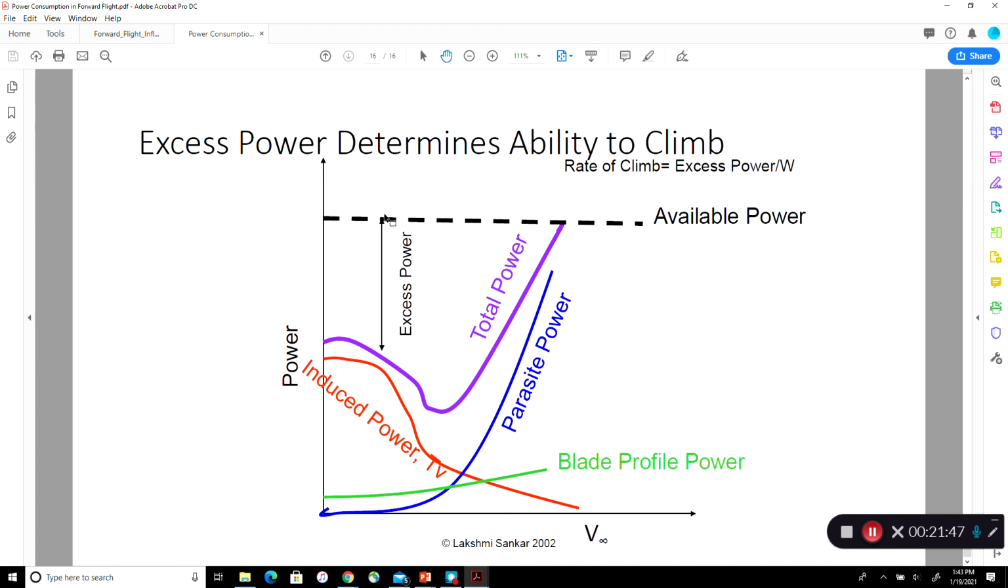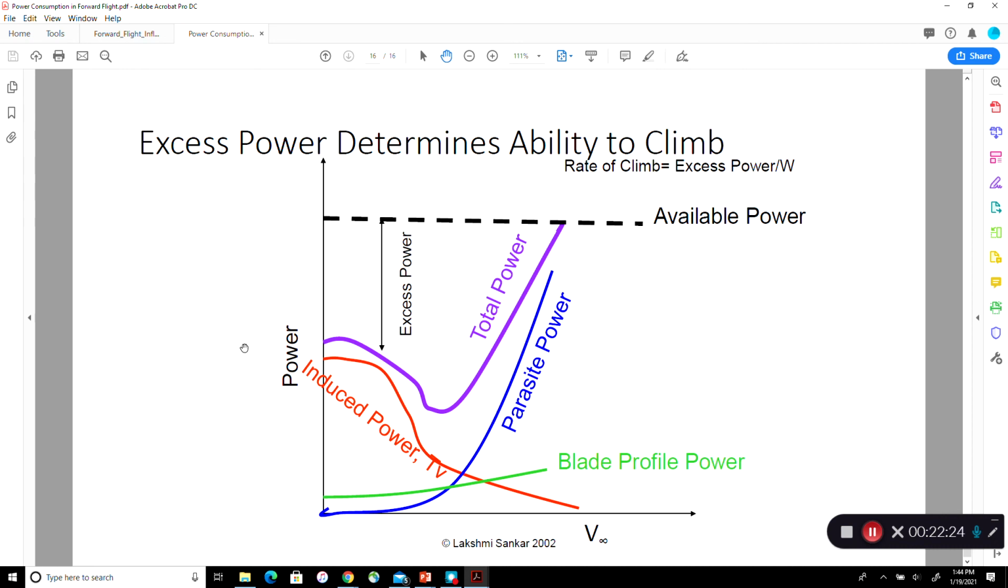Where do we have the most excess power? Right here. So when you go in here, you have the largest amount of excess power, so you can climb the most rapidly in the vertical direction at this forward velocity. At some forward velocity, your available power equals your required power, which is this purple line. So you cannot fly any faster than that. So this is your maximum forward velocity. This is your hover power. This is your maximum forward velocity power. This is the power at any intermediate velocity.